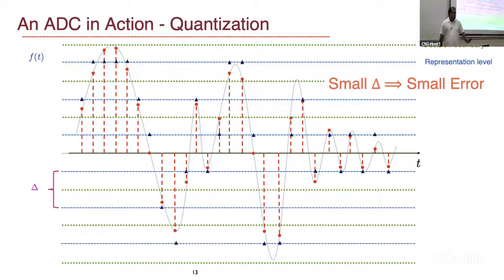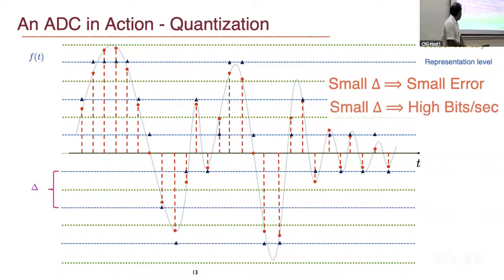Fine, we want to have smaller delta. But what are the drawbacks of smaller delta? If I make small delta, I need to have more number of levels and more number of bits, so your bit rate will increase. For example, let's say you are in a network where the speed is not huge. Can you download all those high precision videos? Of course you cannot. So that's a big problem.